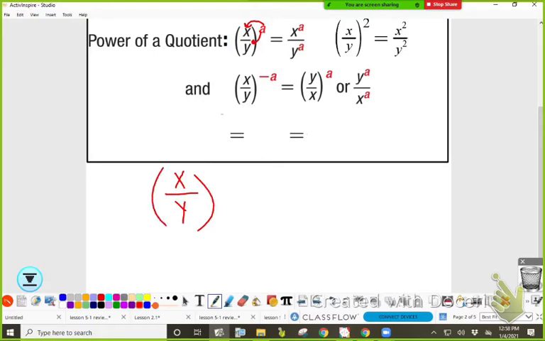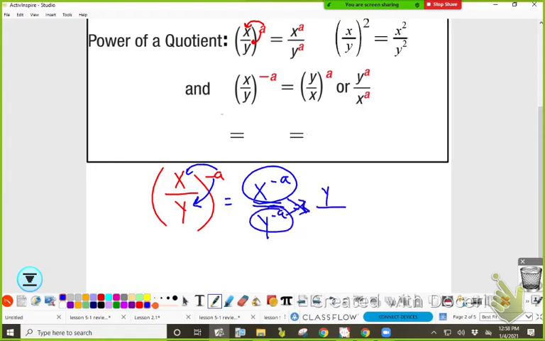The way that I do this, and you still get the same answer, I would distribute it first. And then anything with the negative exponent has to move, so that's going to move to the denominator, that will move to the numerator. So you'll see I still get the same answer. So it doesn't matter which way you do that.